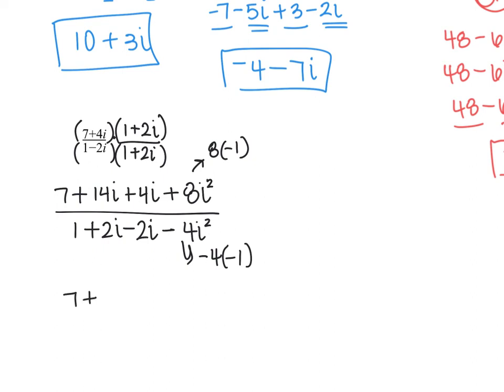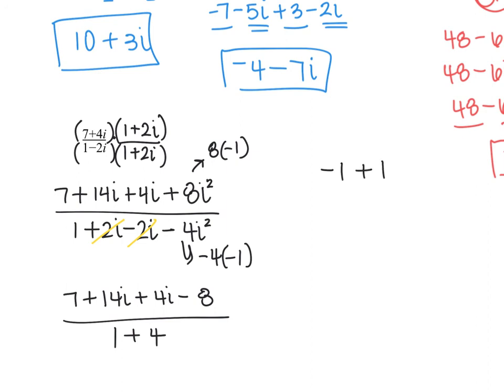So our numerator is 7 plus 14i plus 4i minus 8. And in our denominator, we see that the plus 2i and the minus 2i are going to cancel, and we're left with 1, and then negative 4 times negative 1 becomes positive 4. Then we can combine our like terms in our numerator. So 7 minus 8 is negative 1, and then 14i plus 4i gives us 18i, and then in our denominator, 1 plus 4 is 5.